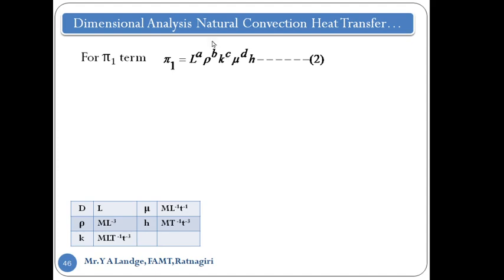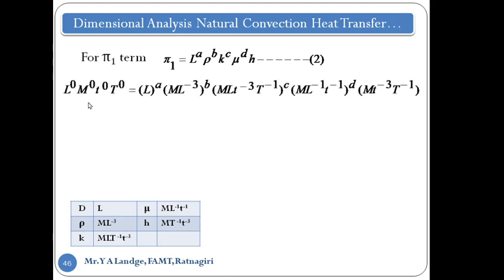So I write this equation in terms of the dimensions as L, M, T and capital T. I am writing the left hand side for the pi 1, and the power is 0. And here we are writing the 4 powers A, B, C, D for this core group. For L, the dimension raised to the power A. Rho is M L raised to the power minus 3, so I am writing M L raised to the power minus 3 whole raised to the power B. Similarly for K, it is M L T raised to the power minus 3 T raised to the power minus 1 whole raised to the power C. Similarly for mu, the dimensions are this one, raised to the power D, and the variable H. And the dimensions for H are M T raised to the power minus 1 T raised to the power minus 3. So I write this equation in terms of the dimensions.